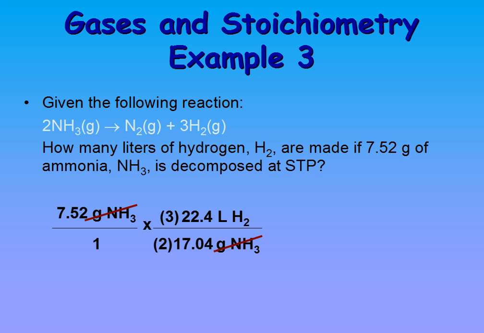I need 3 sig figs in my answer because of the 7.52. So that gets multiplied by 3 and 22.4, and then divided by the product of 2 times 17.04. Watch out for your parentheses again, and when you do the math for that, you should get 14.8 liters of hydrogen gas. So this is the end of the last video in our gas law unit, and you should be able to do the gases and mole worksheet as well as the gases and stoichiometry worksheet at this time.